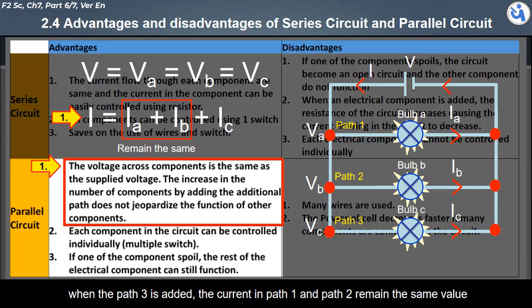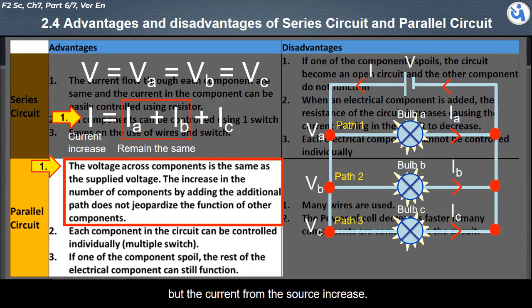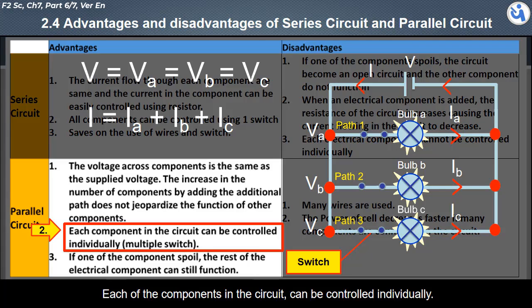When path 3 is added, the current in path 1 and path 2 remains the same value, but the current from the source increases. Each of the components in the circuit can be controlled individually, as each path of the circuit is installed with a switch.